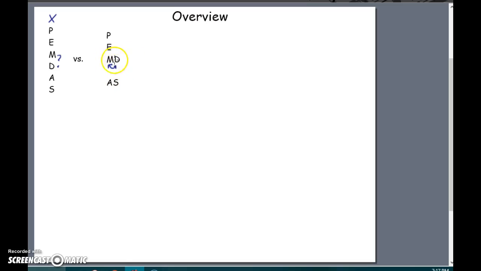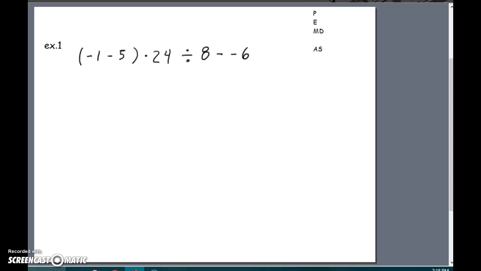How do you know which one needs to be performed first? Well, you're just going to do whichever one comes first from left to right. And the same thing is true about addition and subtraction. Addition does not always come before subtraction. Sometimes subtraction comes first. It just depends on which one comes first from left to right. So very important that you understand that going forward as we simplify these expressions. Let's go ahead and start with example number 1.